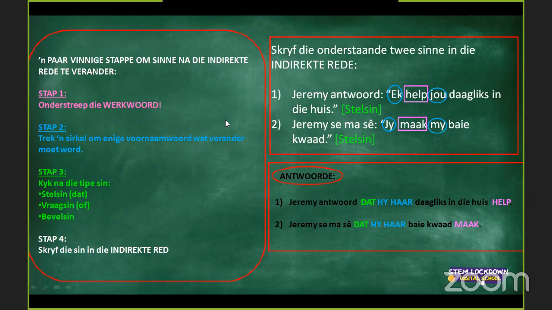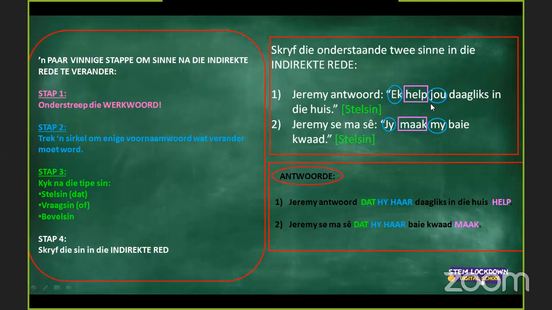Okay, so ek het gesê stap 1, jy moet die werkwoord onderstreep. So if we look at sentence 1, Jeremy antwoord, ek help jou daagliks in die huis. So my verb is help. Dit ek gesê, stap 2, trek 'n sirkel om enige voornaamwoord wat verander moet word. Then I said, please put a circle around any pronoun that has to change. In hierdie sin, in this specific sentence, it is the ek and the jou.